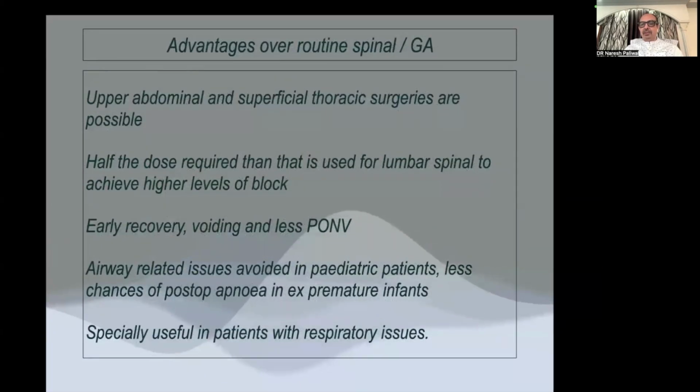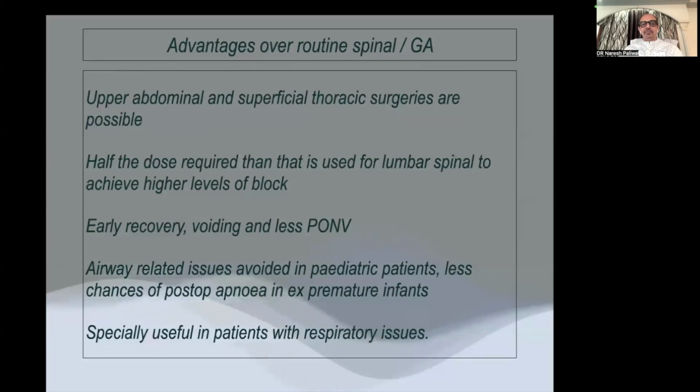Generally, spinal anesthesia for pediatric patients is indicated only for below umbilical surgeries. But here, the upper abdominal and superficial thoracic surgeries are possible under segmental spinal, just like adults. You require just half the dose than that you require for lumbar spinal to achieve the higher levels of the block. There's early recovery, voiding, and less post-op nausea and vomiting in these patients.